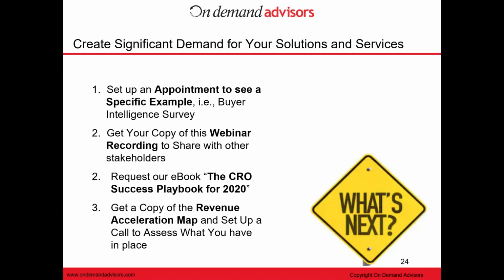And one of the other things that we created for this year is the Chief Revenue Officer Success Playbook for 2020. So if you'd like to see what's in the playbook and how you take those best practices and apply them to your company, let us know. We're also going to be providing a copy of our revenue acceleration map, so you can see what goes into the engine. And of course, there's a lot that goes into the engine, but once it's in place, you get the outcomes and the growth and the certainty and predictability you're looking for today.